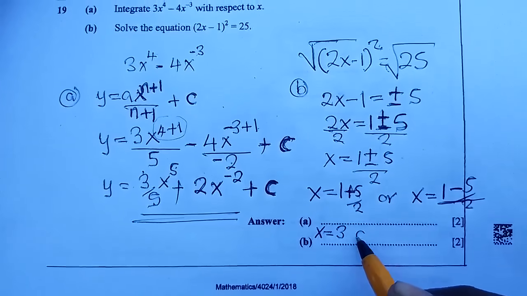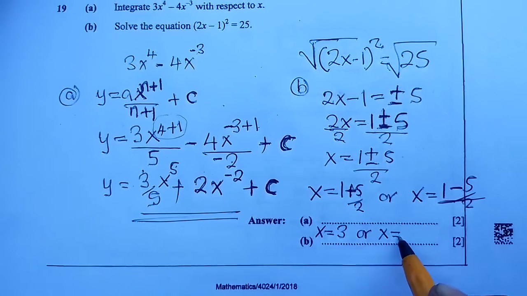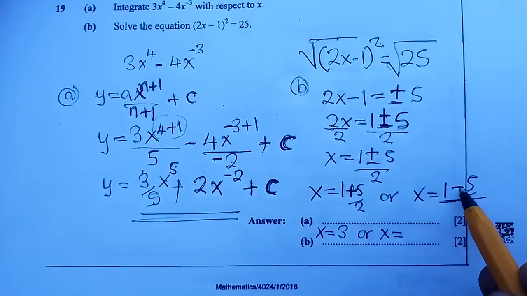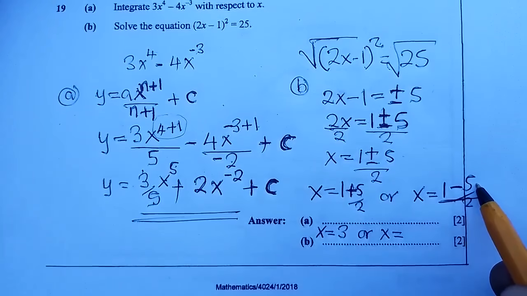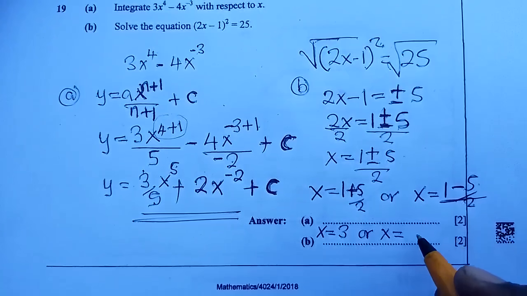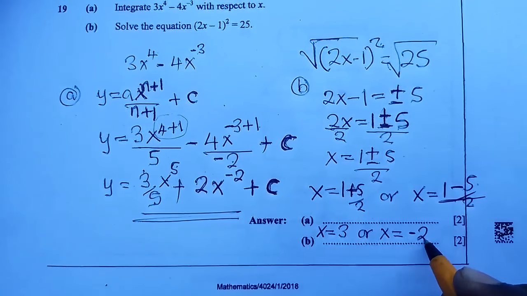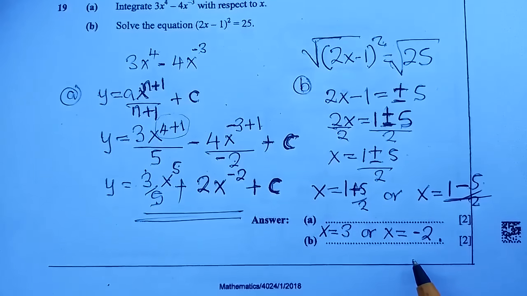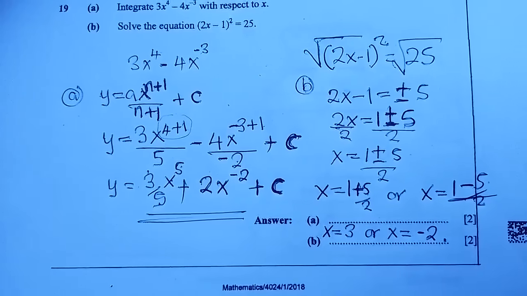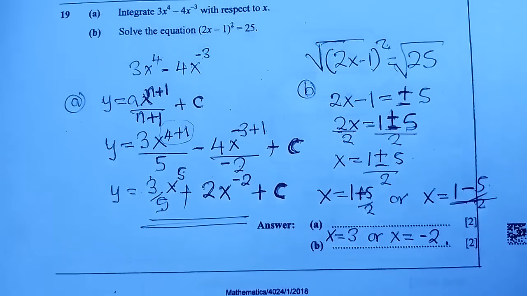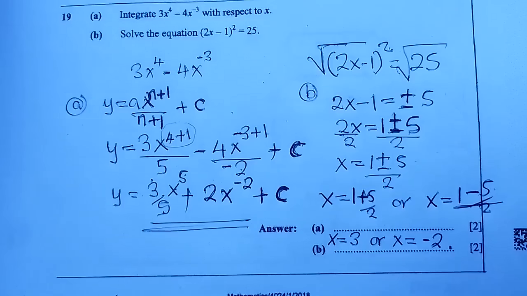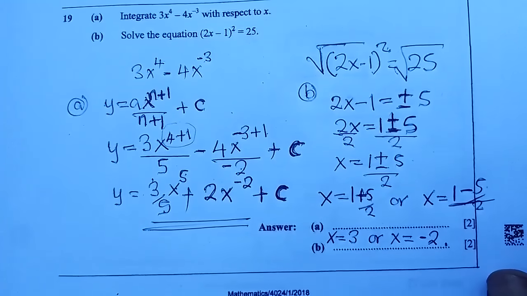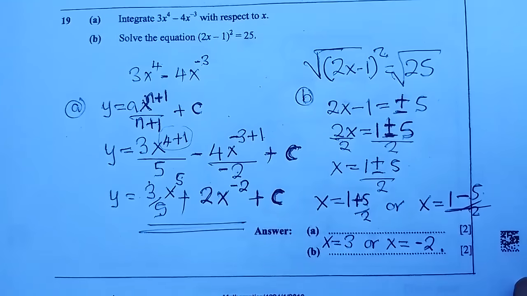Or x is equal to what? What is 1 minus 5? Negative 4. Negative 4 divided by 2, you've got negative 2. So these are your answers: x is equal to 3 or x is equal to negative 2. This is how you need to work out these ones. Hope you are able to understand the concept here.